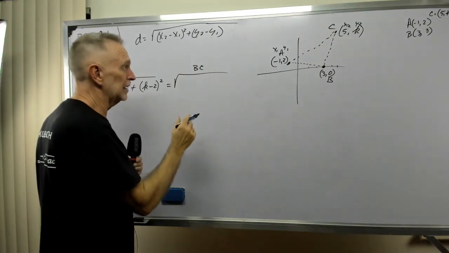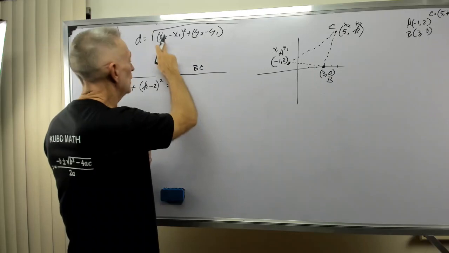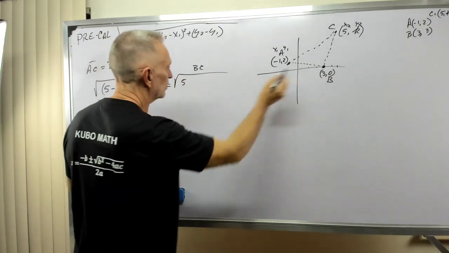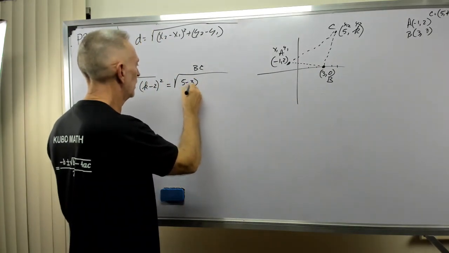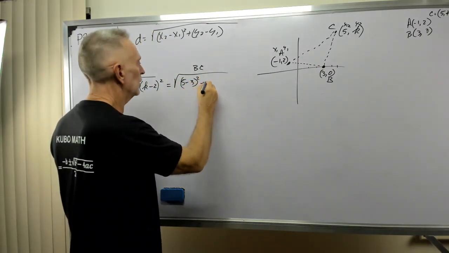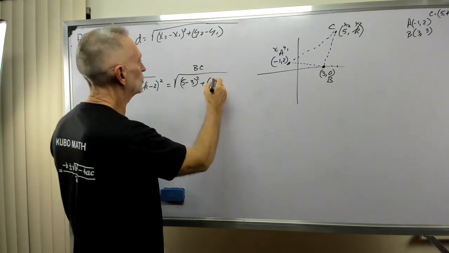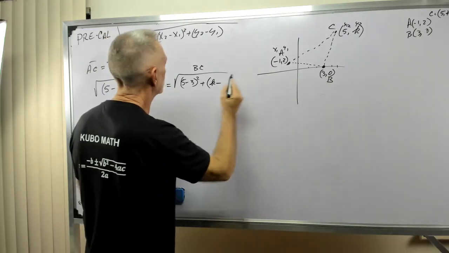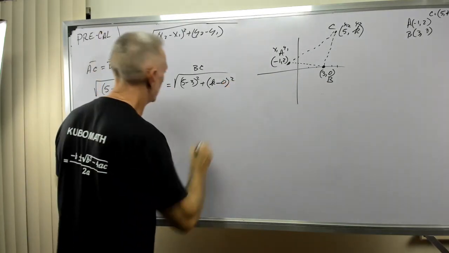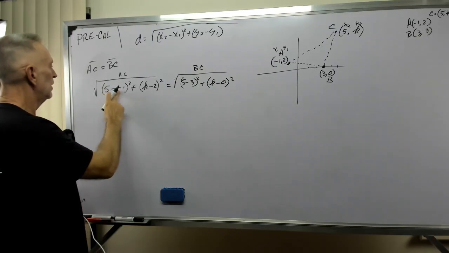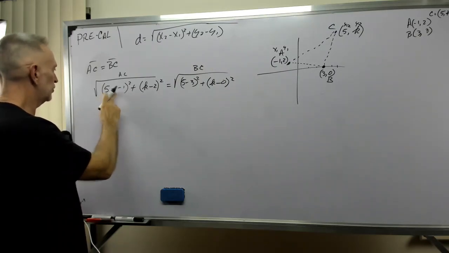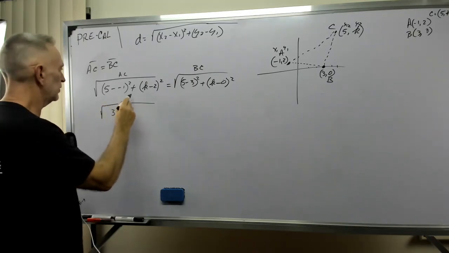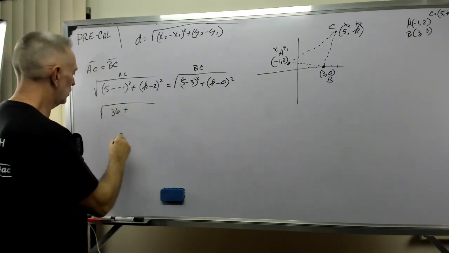So BC equals what? x sub 2, which is 5, minus x sub 1, which is 3, squared, plus y sub 2, which is k, minus y sub 1, which is 0, squared. Okay? Minus the negatives plus the positives, so that's 6. 6 squared is 36. So I have 36 plus k minus 2 squared.